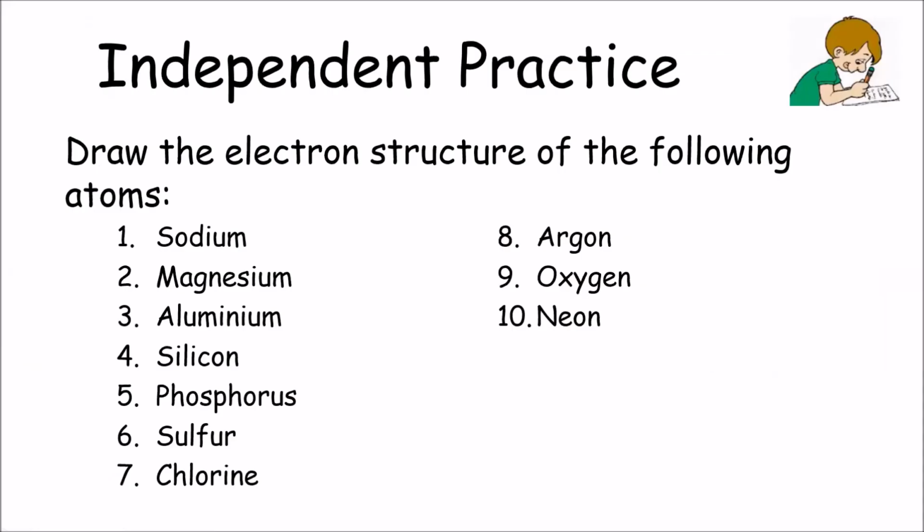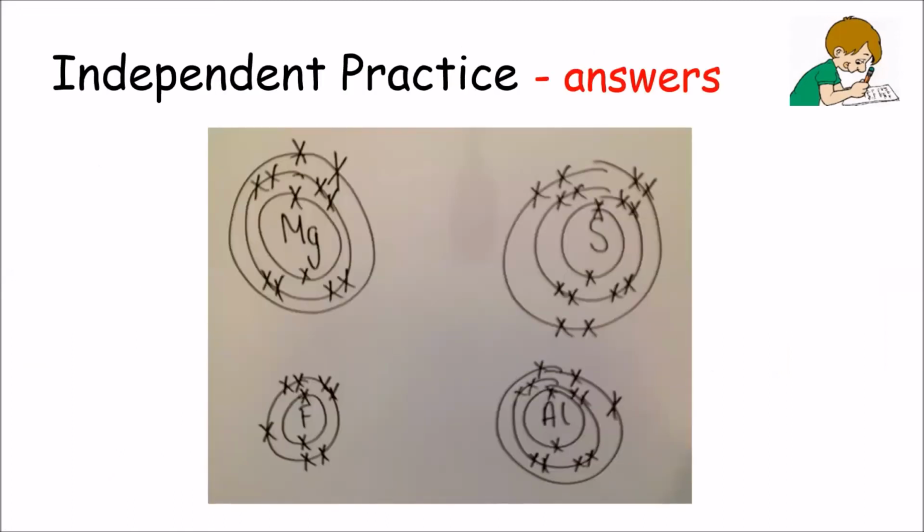Okay guys, I'd like you to use that method to draw the electron structure of the following atoms. Okay, here are 4 of them for you to check. If you've got all 4 of these correct, then it's most likely that you've got the rest correct as well.